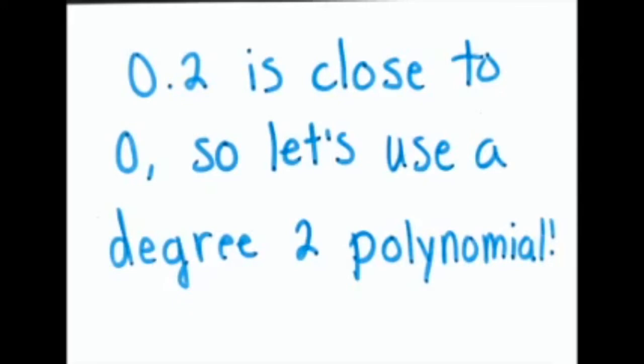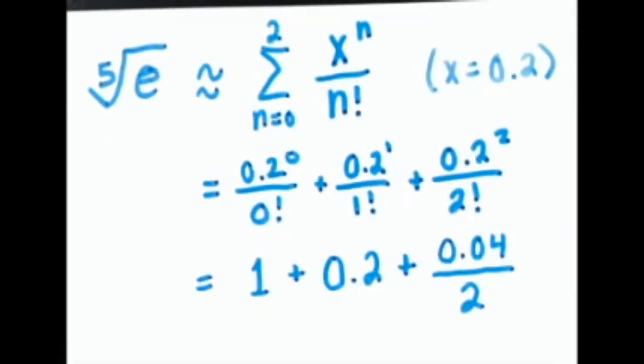So we're just going to do this example using a degree 2 polynomial. Partly because if we use a degree 2 polynomial, we can just do this by hand. And it's really fun to see that you can estimate something like the fifth root of e, which sounds really complicated, by doing a small calculation by hand. So the fifth root of e is approximately the sum from n equals 0 to 2 of x to the n over n factorial.